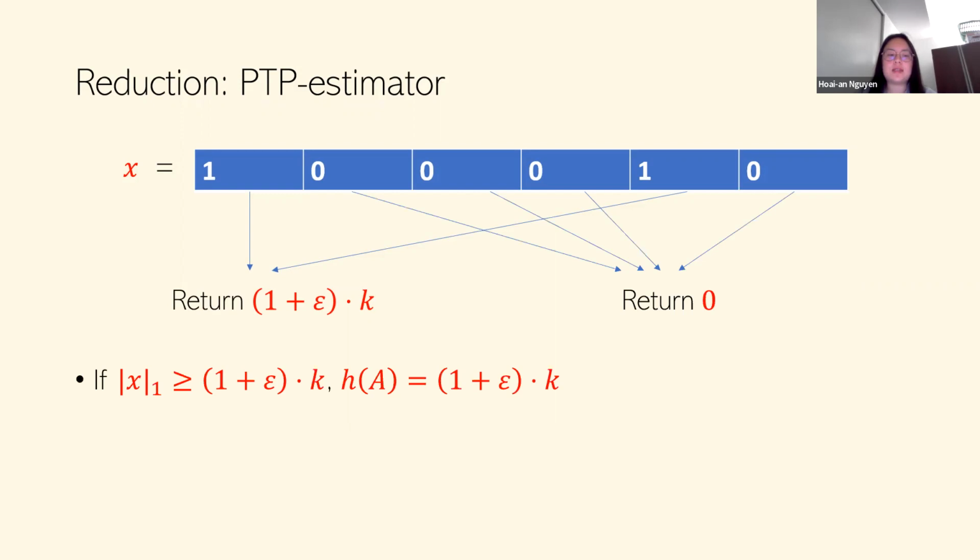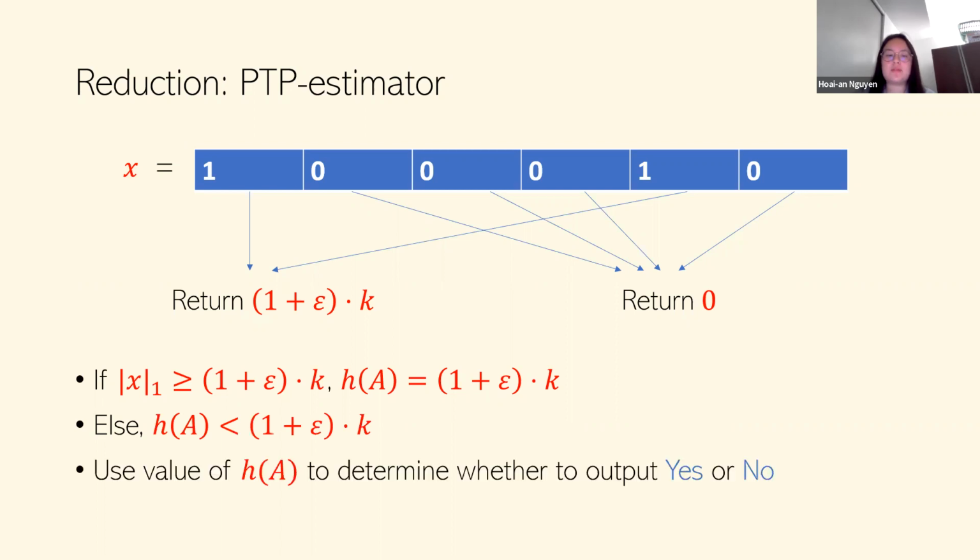And the effect that this has is if the number of ones in X is at least 1 plus epsilon times k, H of A is going to be equal to 1 plus epsilon times k. And this is because we're going to have at least 1 plus epsilon times k entries that all query back to the H-index algorithm as 1 plus epsilon times k. And if not, the H-index is going to be less than 1 plus epsilon times k. So we can see that in some sense, the H-index corresponds to the number of ones within X. And we can use the value of the H-index from the H-index algorithm in the reduction to determine whether we want to output yes, X has enough ones that we've met the threshold, or no, there isn't.